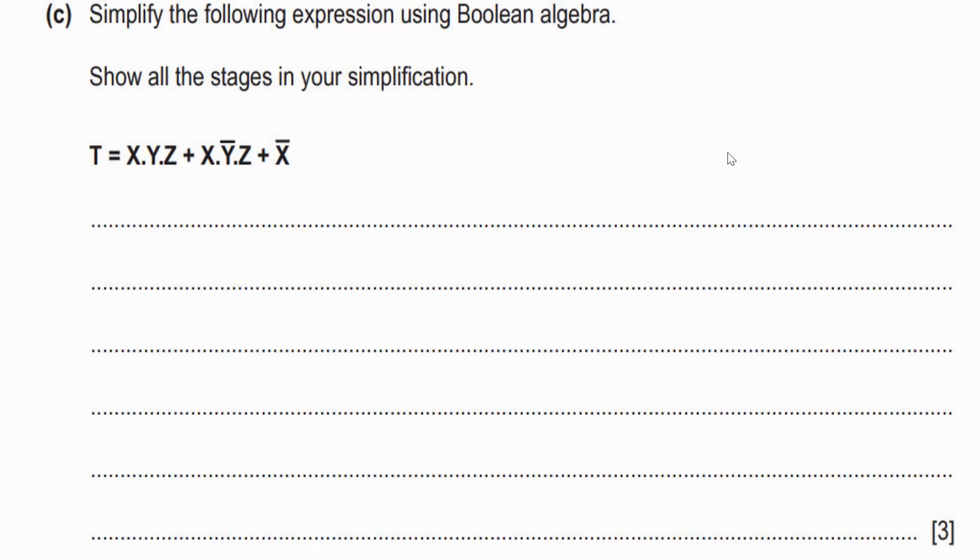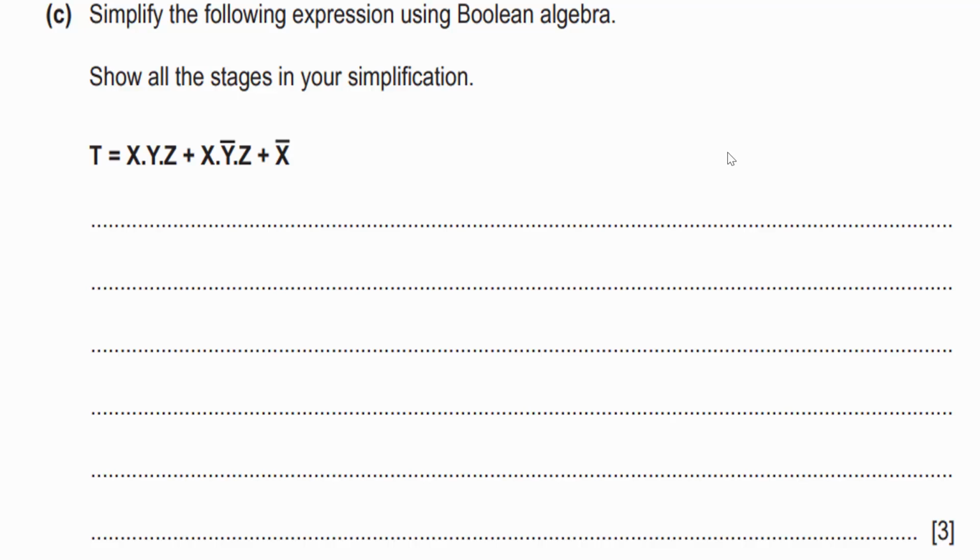Here we have a Boolean algebra problem, nothing that you can't handle. It says show all the stages in your simplification. So all we need to do is show what we're doing. We don't have to identify any of the rules that we use. Now, there are multiple ways to solve this. What I like to do is start with the first 2 terms, see what they have in common, and is there something I can do with those first 2 terms.